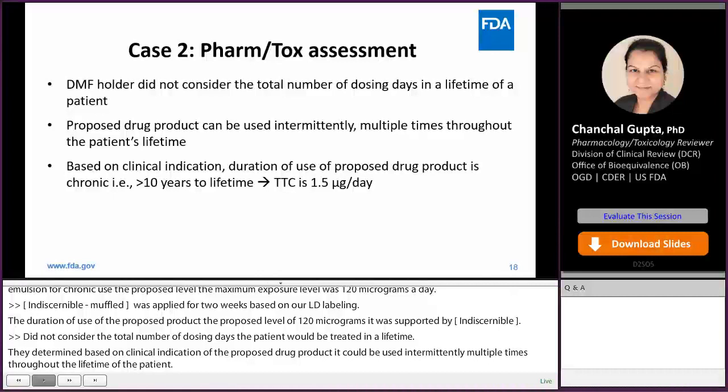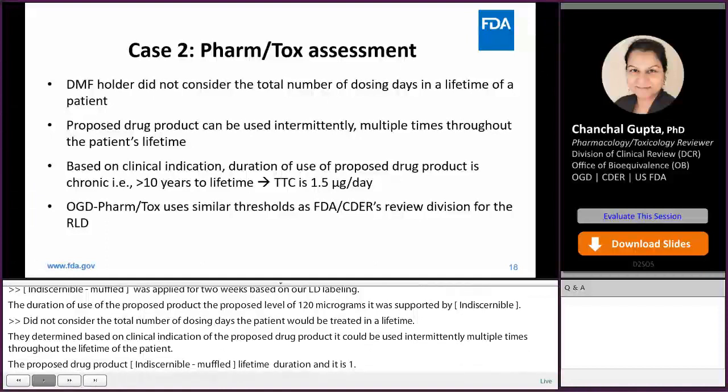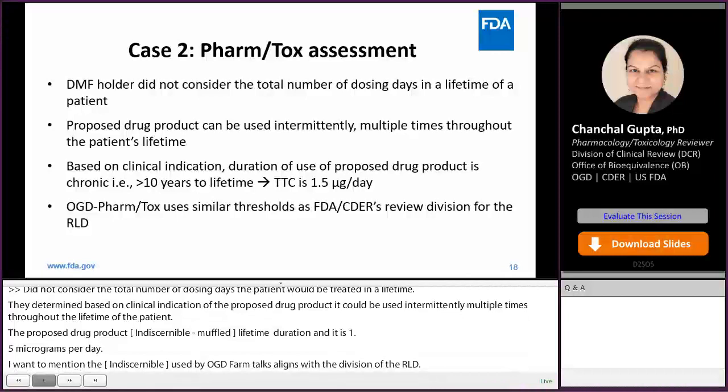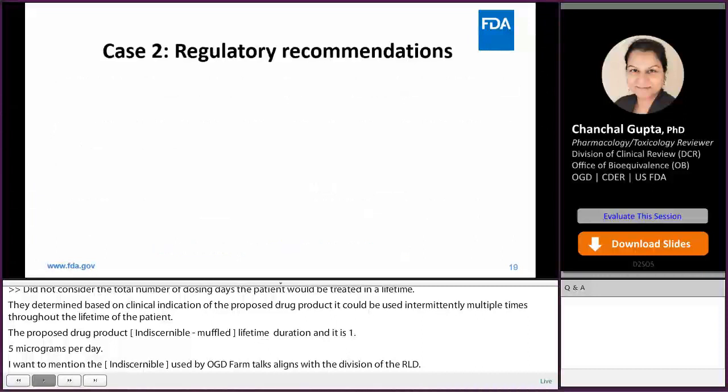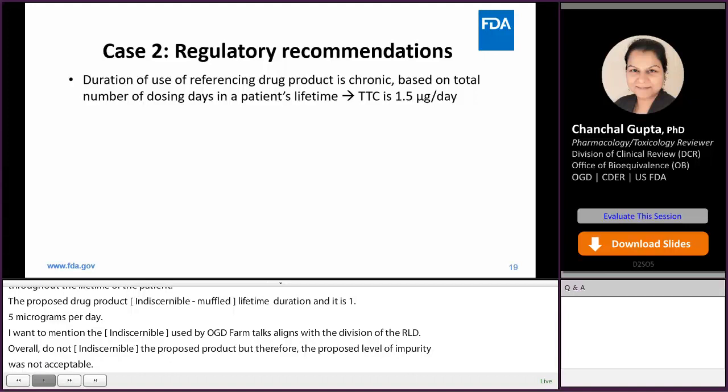microgram per day. I also want to mention that the safety thresholds used by OGD-Pharm align with the review division of the RLD. Overall, the DMF holder did not consider the duration of use of the proposed product per ICH-M7, and therefore the proposed level of impurity B was not acceptable. In the regulatory recommendations, OGD-Pharm provided explanation about the chronic duration of use of the proposed product.